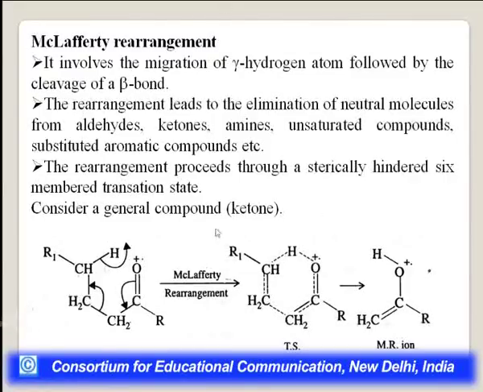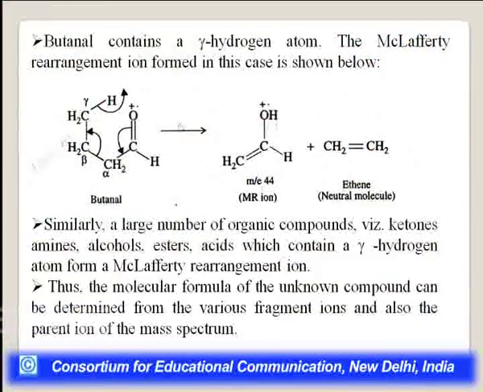So you can see it is a general ketone compound, and you will get this kind of molecular ion peak. Butanol. You can see this is the structural formula we write in a coiled form. Butanol contains a gamma hydrogen atom, and the McLafferty rearrangement ion is formed in this case. Here you can say this is the neutral molecule ethene and this is the charged fragment ion. The neutral molecule will not be detected in the mass spectrum, but the charged ion will be detected.